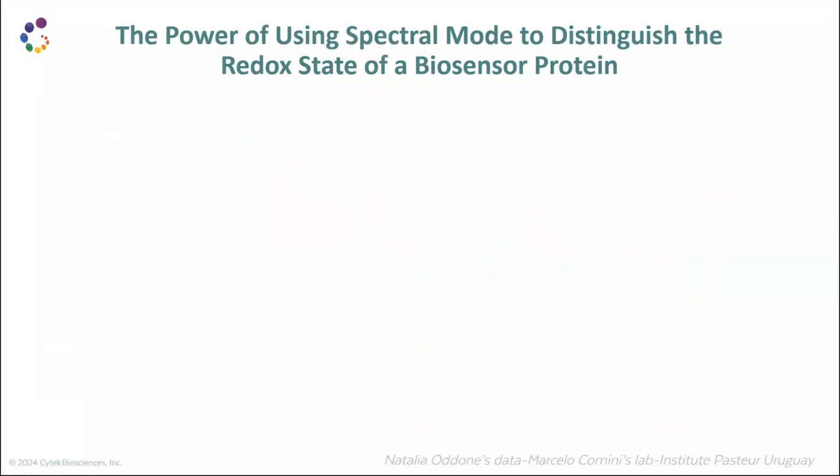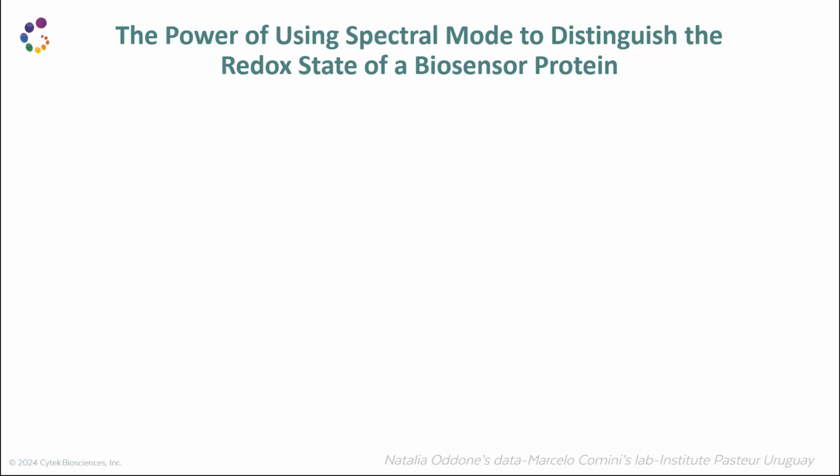I was telling you that the usefulness of spectral is not only about adding more and more colors, big panels. It can be a simple assay. This is an example from one of our customers. Thank you for allowing us to use the data. They are from the Institut Pasteur in Uruguay. What we are seeing here is the use of a biosensor, a biosensor that, depending on the redox state, is going to give you a different signature. And we will see the signatures in a minute.